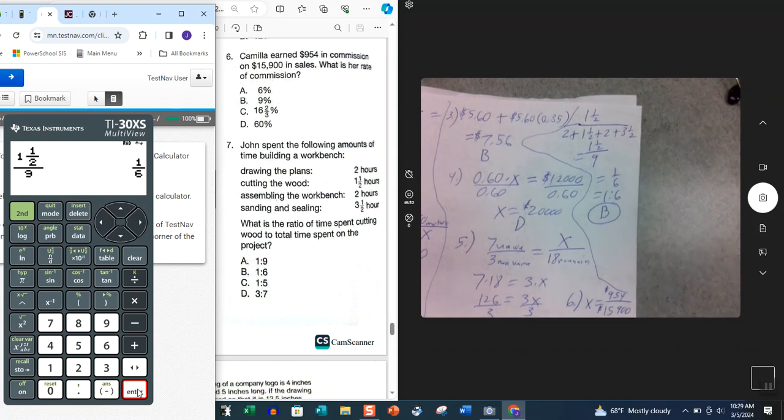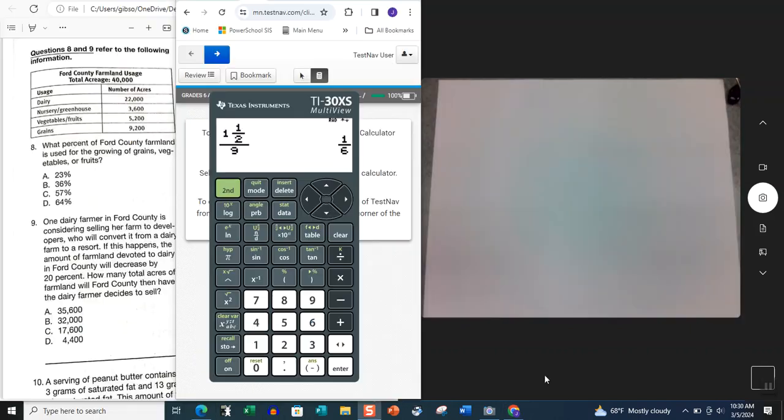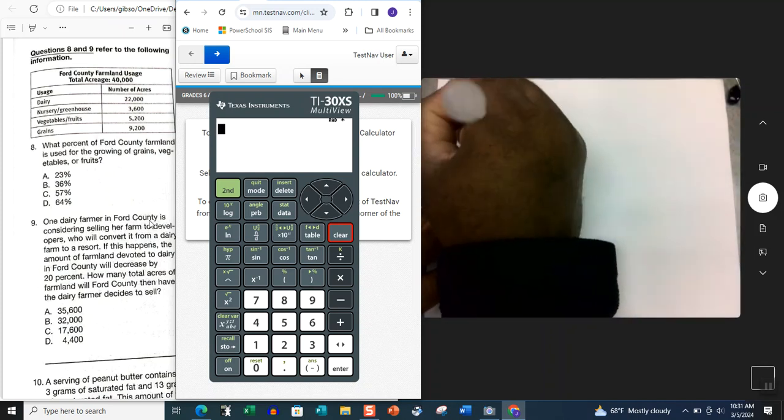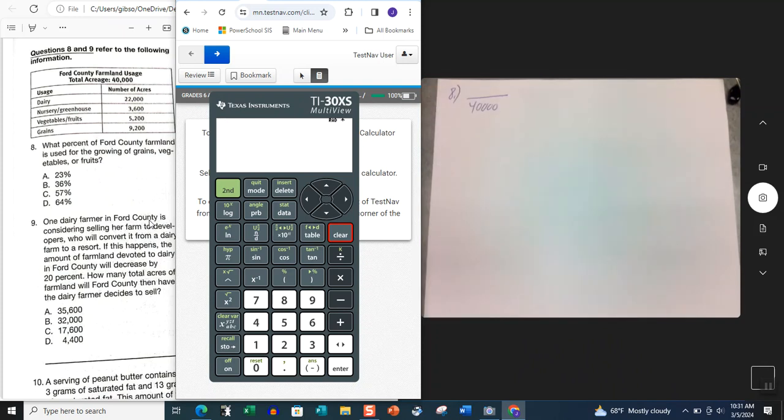All right. So now we're going to move on to problem 8. Questions 8 and 9 refer to the following information. They give us a table here. It says, what percent of Ford County farmland is used for growing of grains, vegetables, or fruits? First of all, they tell us the total acreage is 40,000. So we know for problem number 8, our denominator is going to be 40,000.